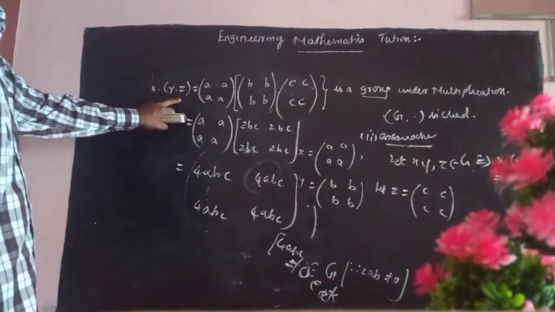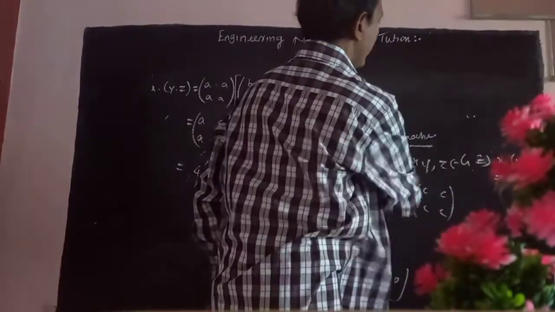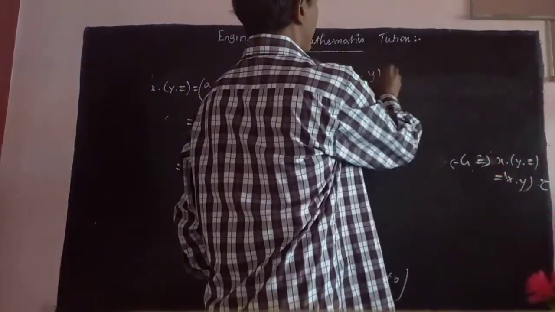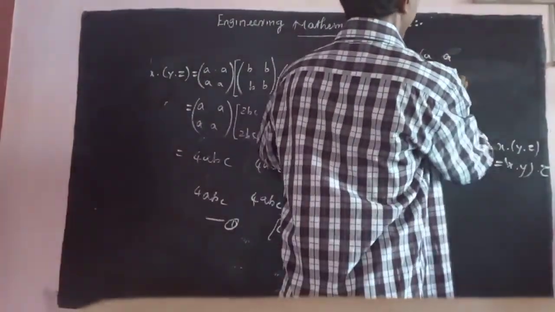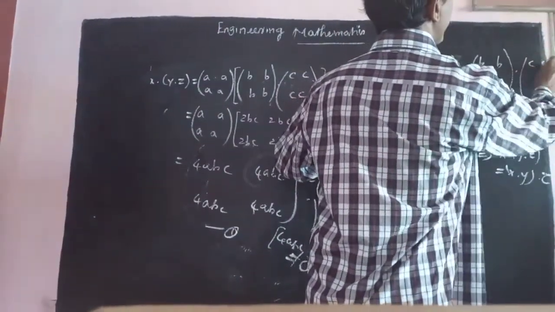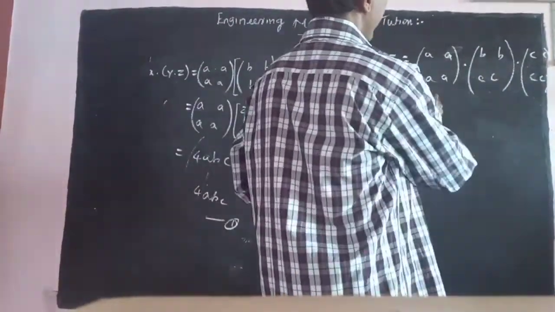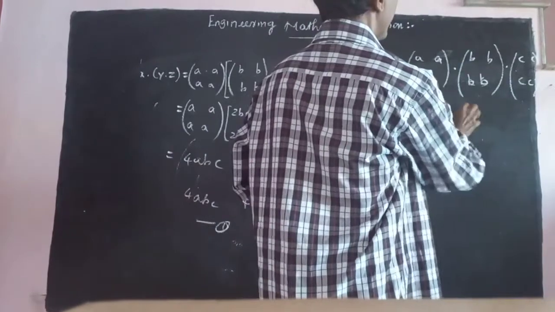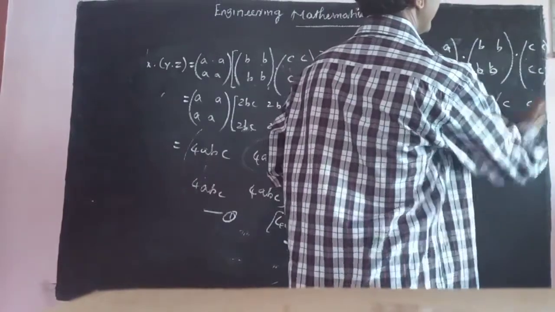Okay, so X dot Y dot Z is equal to this one. This is 1. Then you find X dot Y dot Z. What is X dot Y? Multiply this: AA dot BB, CC dot CC. You multiply these two matrices. That is AB, BB, that is 2AB in every entry, and that is CC.